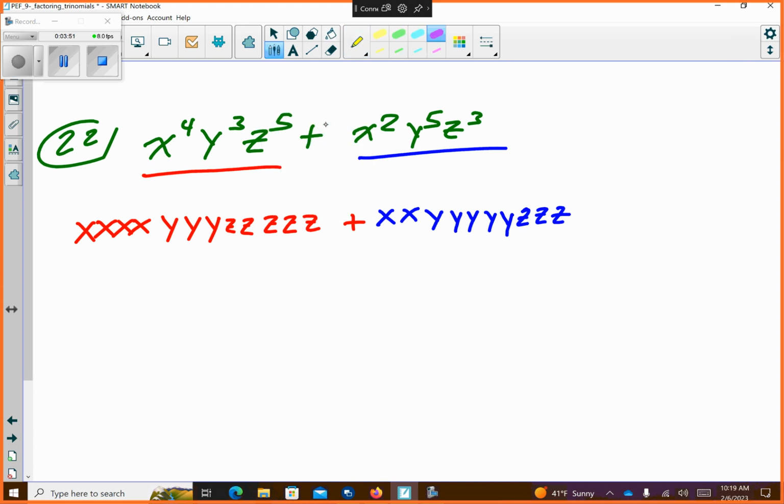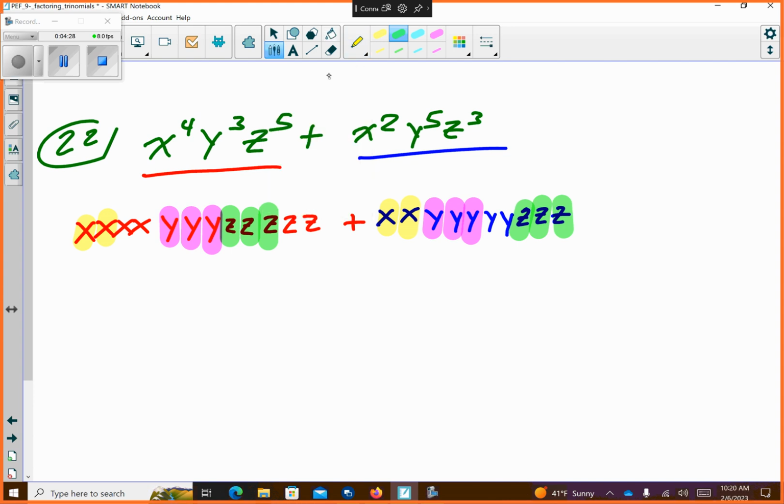So sometimes when things are marked up like this, I go single by single. So I have an x, I have an x, I have an x, then I have an x. Are there any more x's I can factor out between the two? No. So now I'm going to go to the y. So I have a y, I have a y, I have a y, I have a y, I have a y, I have a y. Are there any more y's? No. Then I have a z, a z, a z, a z, and a z, and a z. Right? So everything's highlighted that's in common between the two sets of terms.